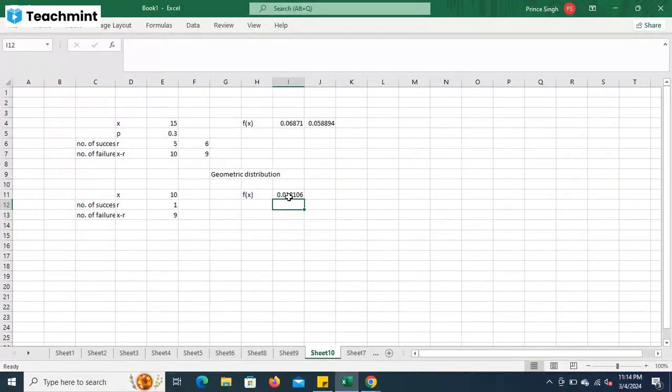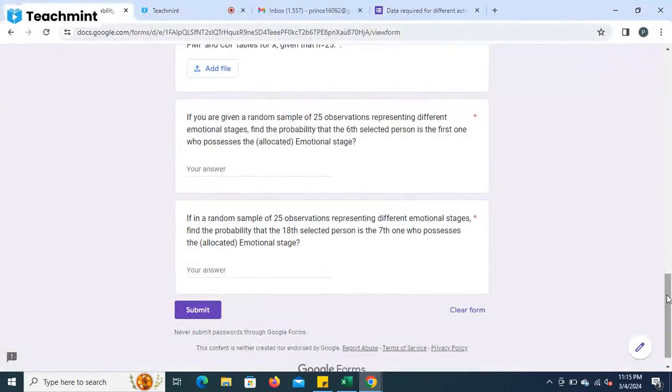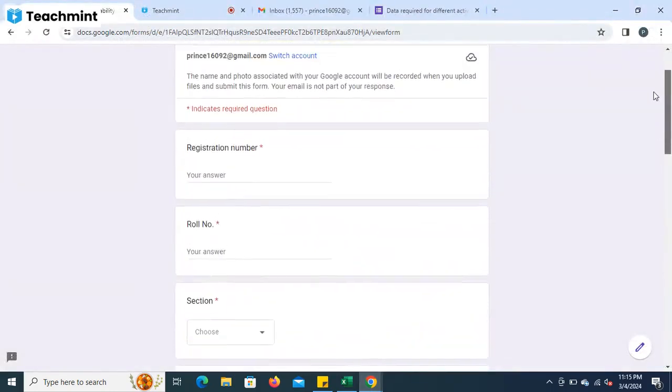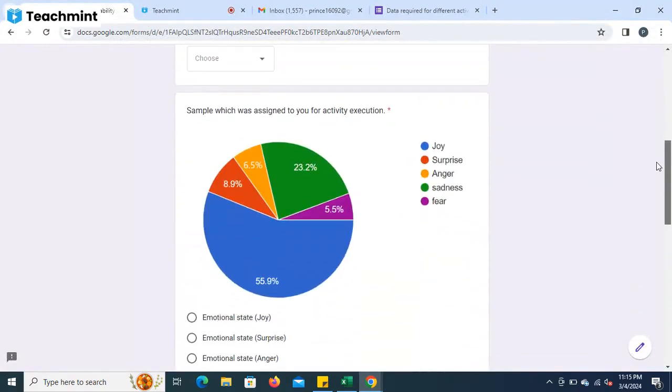Okay. I hope it is clear to you how we are going to use the command of Excel to calculate the probability mass function and the cumulative distribution function of the discrete probability distribution. Now let me show you the questionnaire which we have and what we need to do in this particular questionnaire. The sample, that means the data which we are going to use here, is in the form of a pie chart.